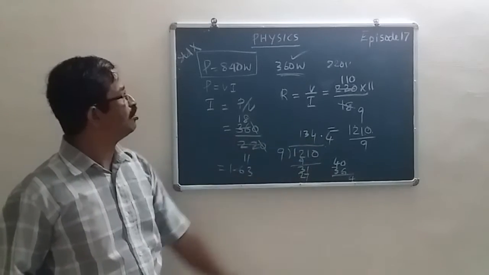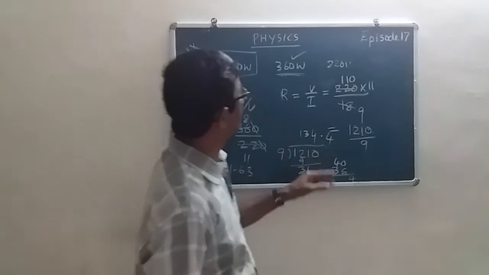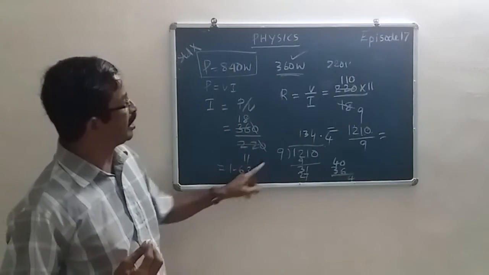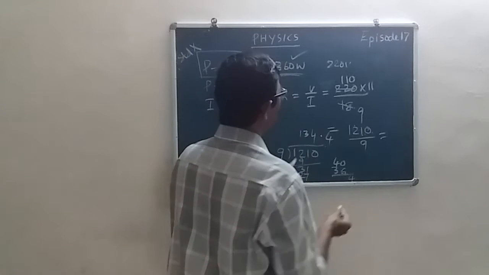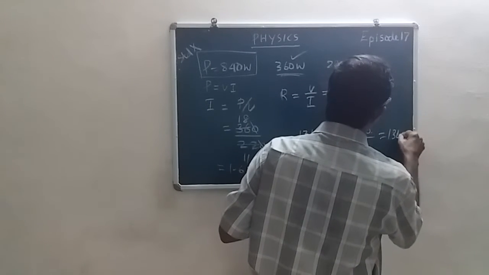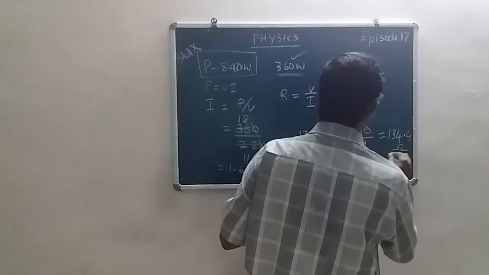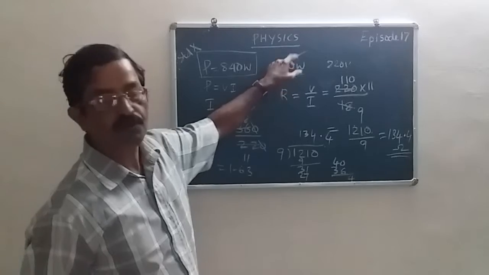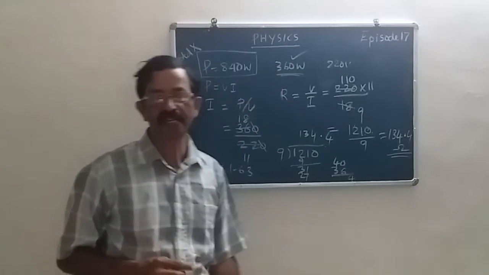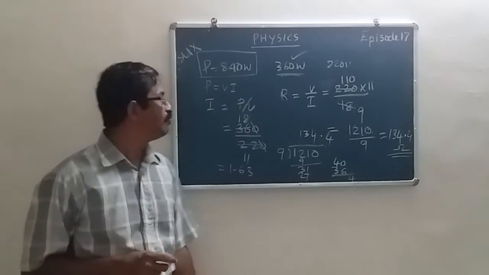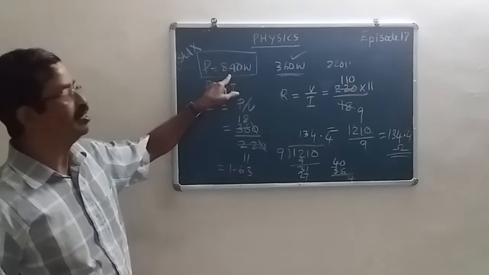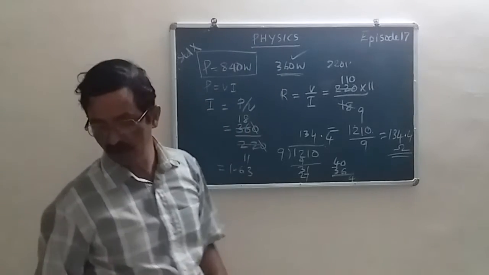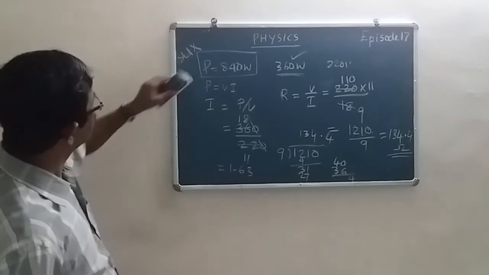See, its answer is 134.4 ohm. Current is 1.63 and the resistance is how much it will be? 134.4 ohm is the resistance when the power is minimum. So we got the answer for current and resistance when the power is maximum 840 and minimum 360. Now we can go to the next question.